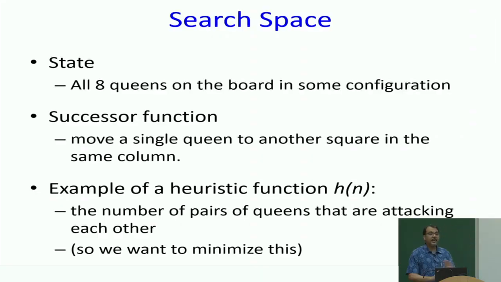So, where we are, we have converted our n queens problem into the local search formulation. We have defined a state, all queens on the board, one in each column. We have defined a neighborhood function, move a single queen to another square in the same column, and we have defined an optimization function, the number of pairs of queens that are attacking each other.